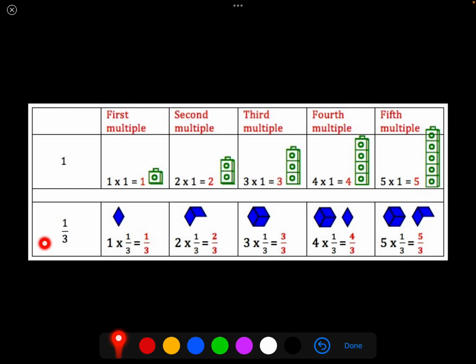Much like that with our fractions, when we do 1/3, or we do 1 times 1 is 1, but it's still broken into 3 pieces. So why do you think our denominator stays the same throughout? Well, our denominator stays the same because it's broken into the same amount of pieces for the whole. That's why that stays the same throughout.